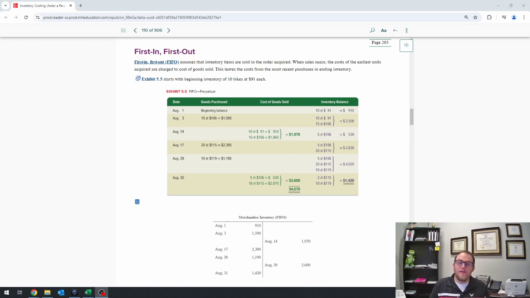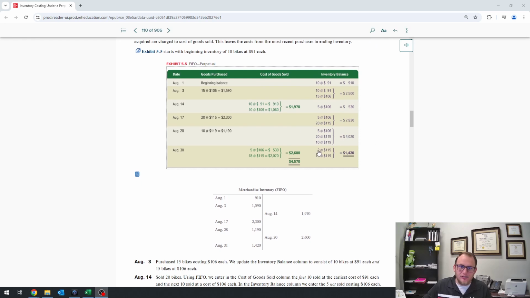And now let's look at first in, first out, otherwise known as FIFO. Now, FIFO assumes that inventory items are sold in the order in which they were acquired. So let's just look through some of the transactions here.